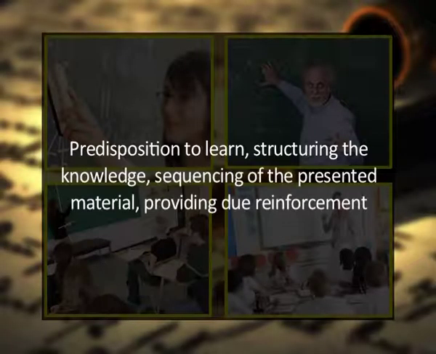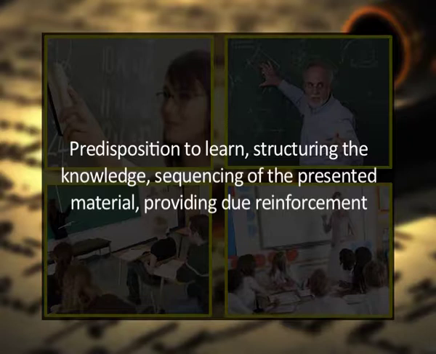According to Bruner, teachers should keep in mind such a theory of instruction which helps them to achieve both the goals of knowledge and the knowledge-getting process simultaneously. For this purpose, he advised them to cover four aspects in their process of instruction: predisposition to learn, structuring the knowledge, sequencing of the presented material, and providing due reinforcement.